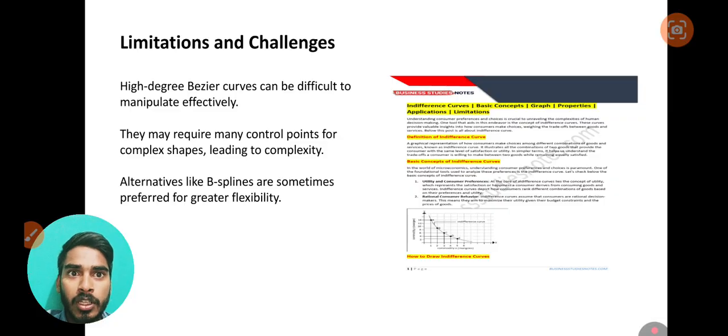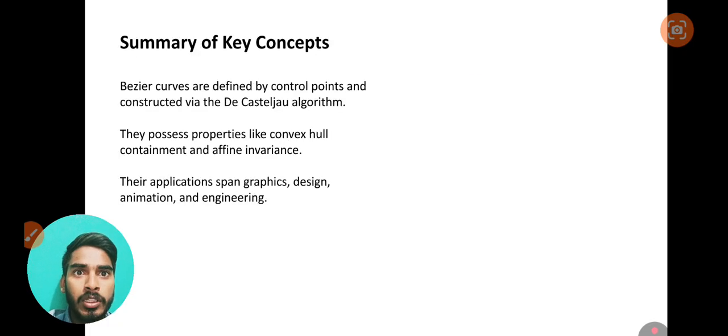Limitations and challenges. High degree Bezier curves can be difficult to manipulate efficiently. They may require many control points for complex shapes, leading to complexity. Alternatives like B-splines are sometimes preferred for greater flexibility.